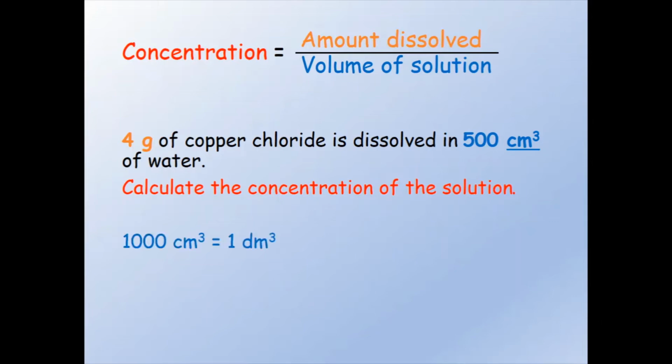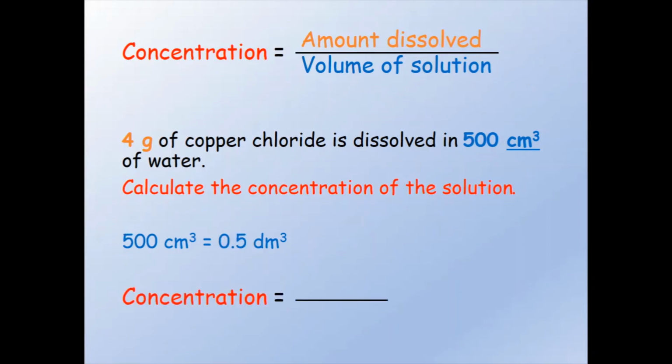And we mentioned at the beginning that 1000 centimeters cubed equals 1 decimeter cubed. So this means that we have to divide by 1000, and 500 centimeters cubed equals 0.5 decimeters cubed. So now we get concentration equals 4 grams divided by 0.5 decimeters cubed, which gives us a concentration for this solution of 8 grams per decimeter cubed. And this is all you have to know about concentration.